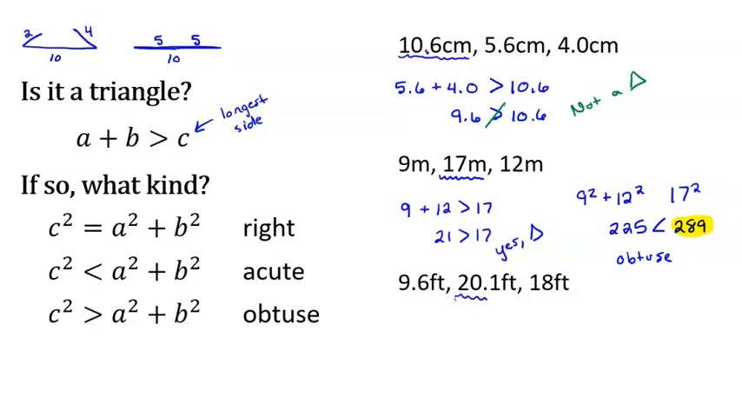All right, let's try another one. So with this next one, this is our largest. So I have 9.6 plus 18. That's obviously going to be larger than 20. And so this gives me 27.6, which is greater than 20. So that's going to be yes, it's a triangle. And now we can talk about what type of triangle. So now I'm going to do 9.6 squared plus 18 squared, and then we're comparing it to 20 squared.